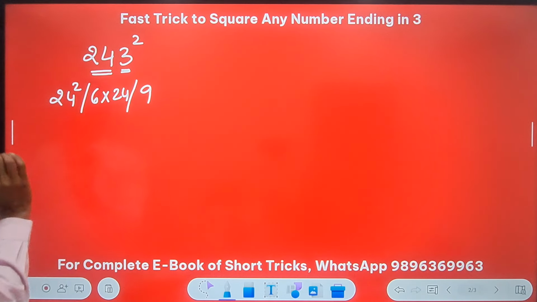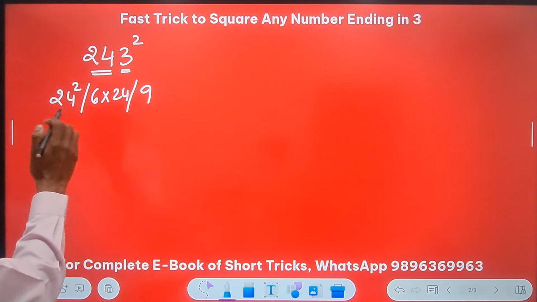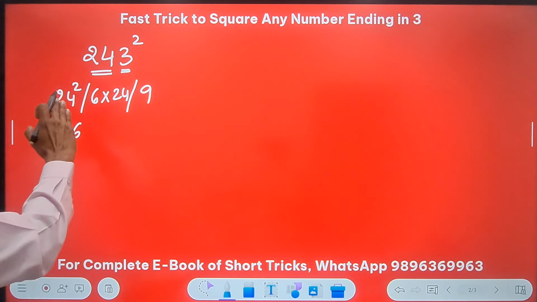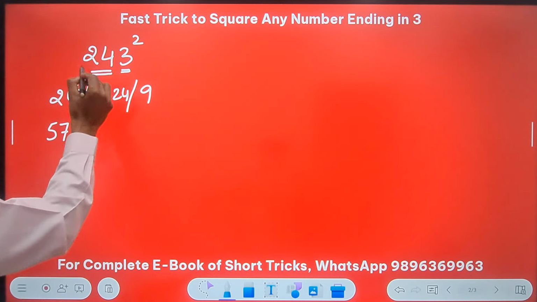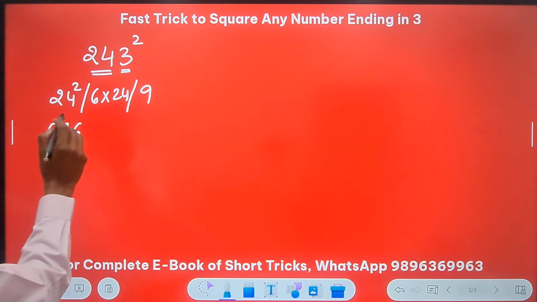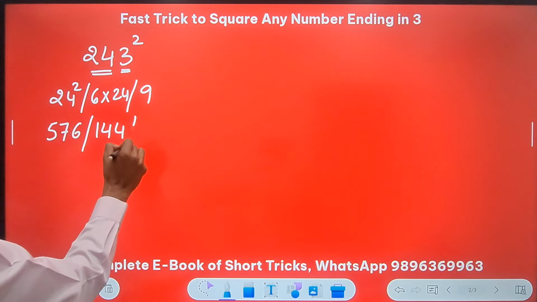So 24 square, if you don't know 24 square, you should know the short trick. If you know 24 square, which is 576, it's perfectly fine. In the next question, I'll be taking up a number whose square you still have to find. So 24 into 6 is 144, and finally we have the 9.